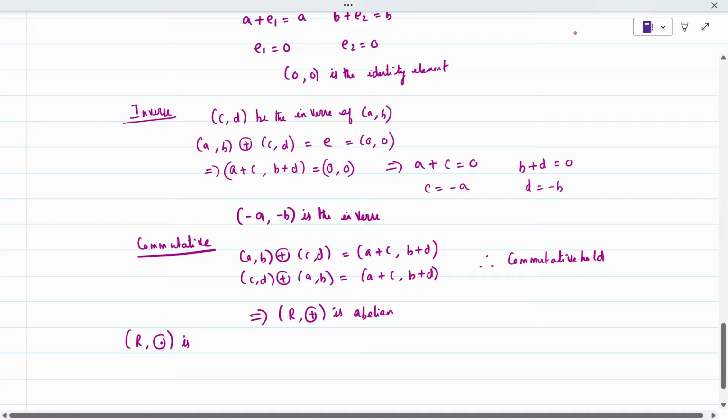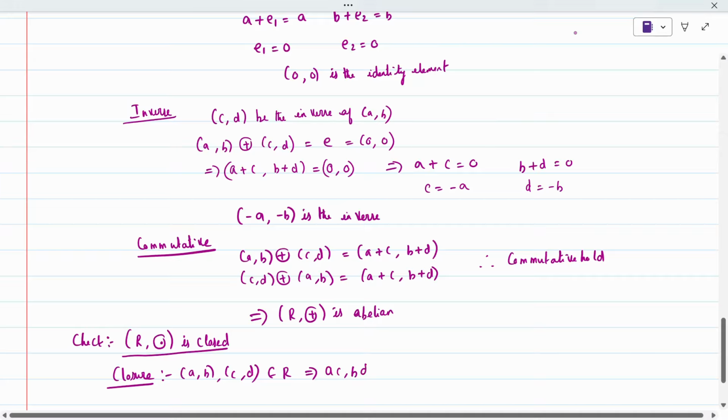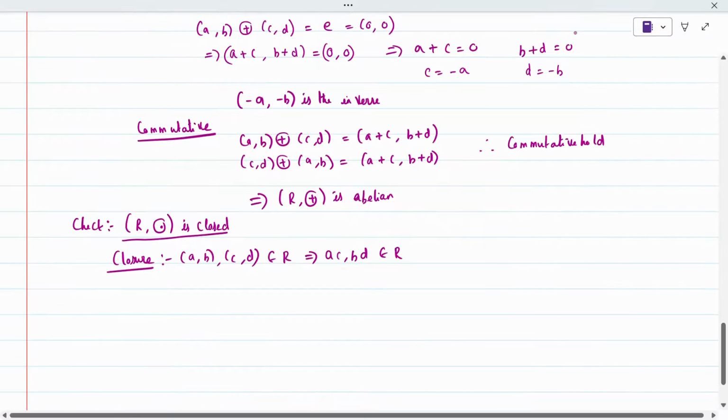For the dot operation we have to check if it is closed, which means the closure property. We know that for (A, B) and (C, D) belonging to the ring, with the dot operation, (AC, BD) also belongs to the ring. So the closure property is satisfied. Second will be associative.